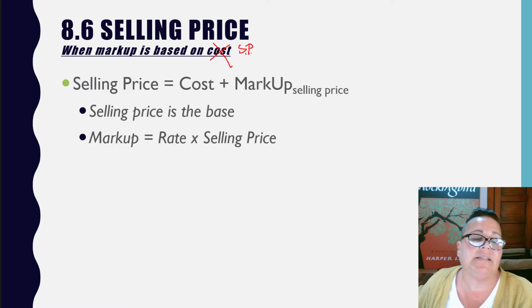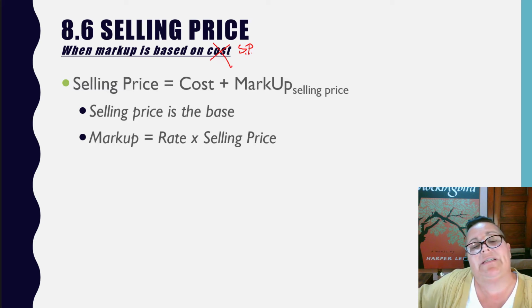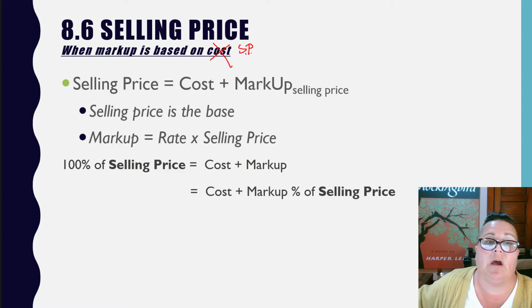All right, good. So we know that the selling price is cost plus whatever markup we're assigning based on selling price. Notice that selling price is the base, and we know that the markup will also be a rate or portion of the selling price. So that means we're going to use 100% of the selling price, and that's going to be the cost plus the markup, which we already know is another percent of the selling price. Do you see how we've got selling price on the left side of the equation and selling price on the right side of the equation?